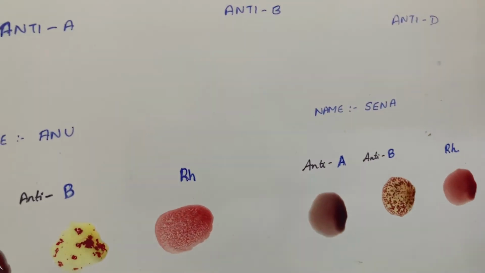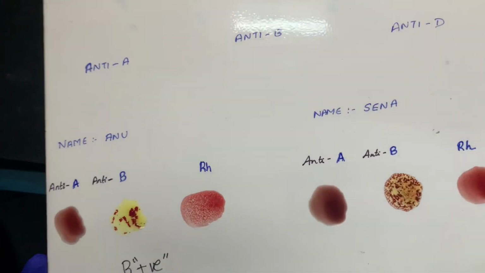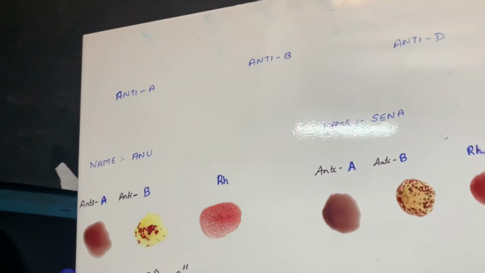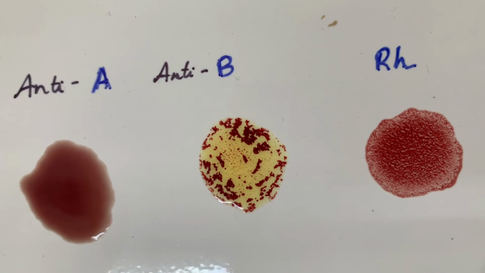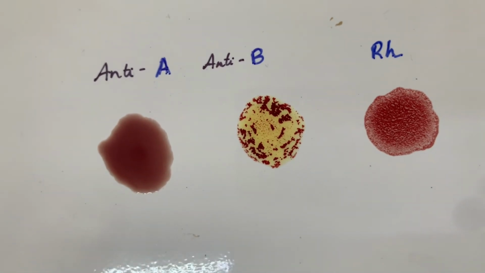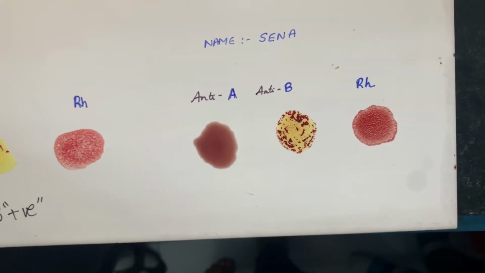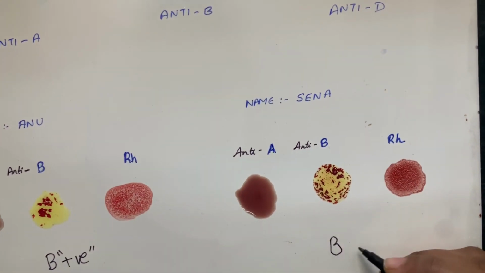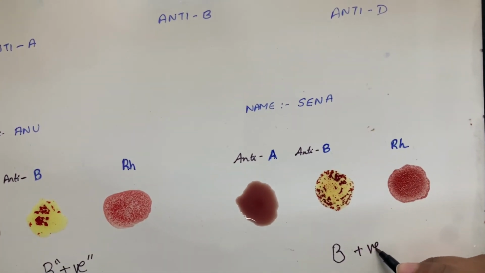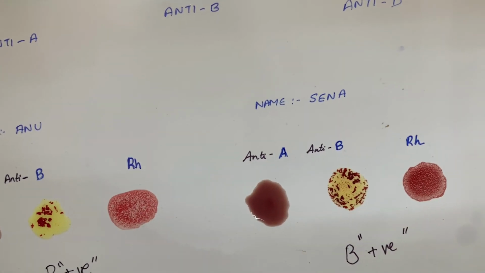If during rotation itself you see there is agglutination in anti-B and some agglutination is also being formed in the anti-D, so again this blood group is B positive. If you see, there is no agglutination or clumping reaction in the anti-A. So it is a B positive blood group.